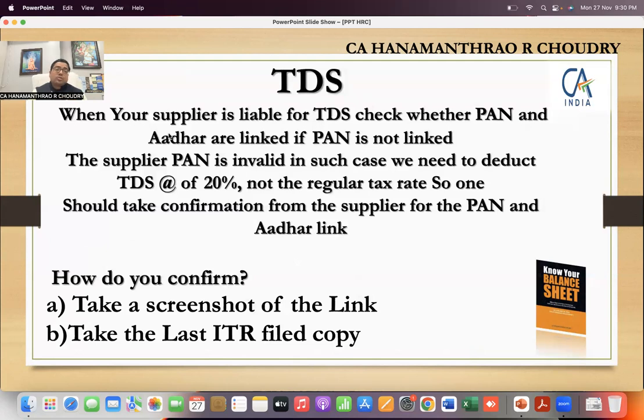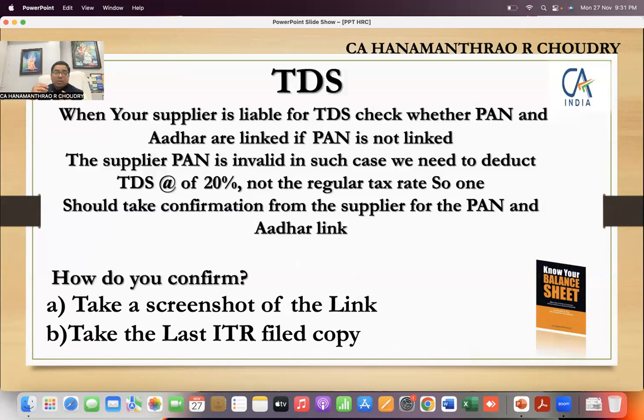Some changes in the TDS also. When your supplier is liable for TDS, check whether PAN and Aadhaar are linked. If PAN is not linked, the supplier's PAN is invalid. In such a case, we need to deduct the TDS at the rate of 20%, not the regular rate.